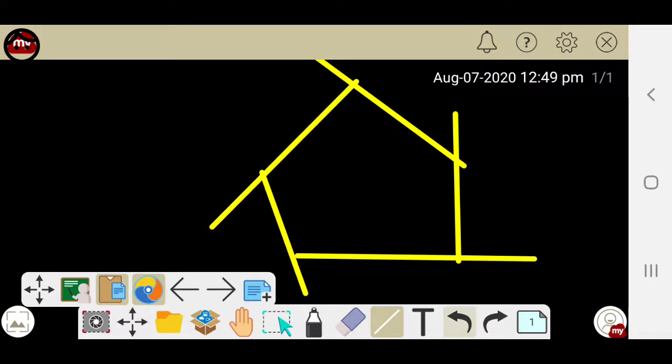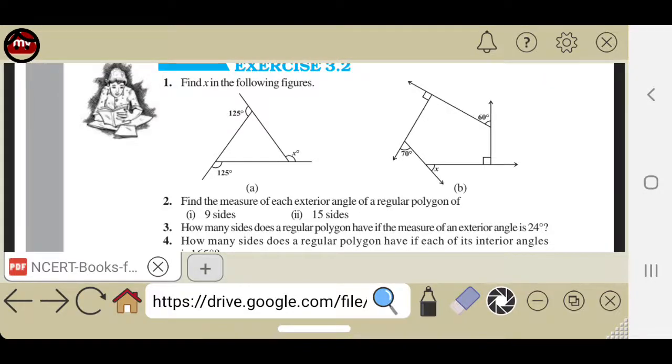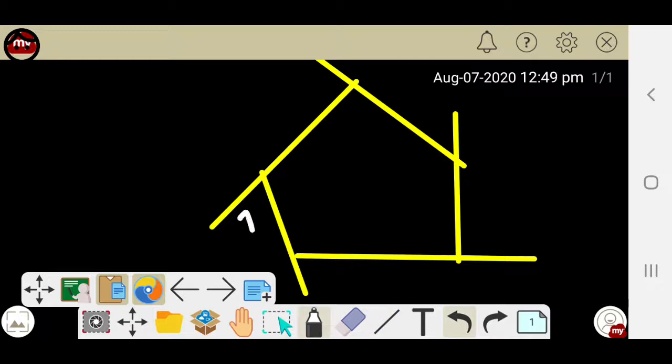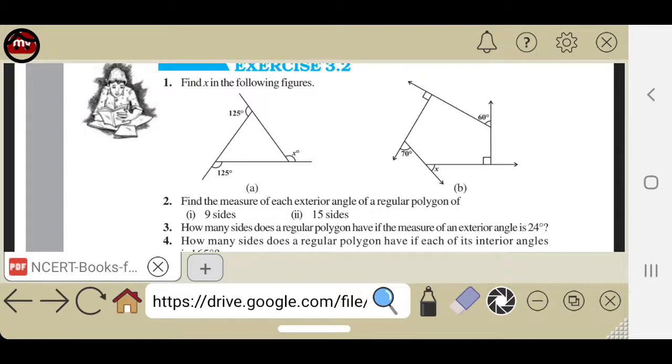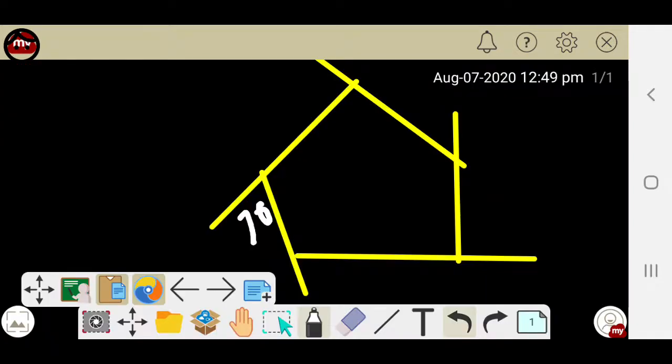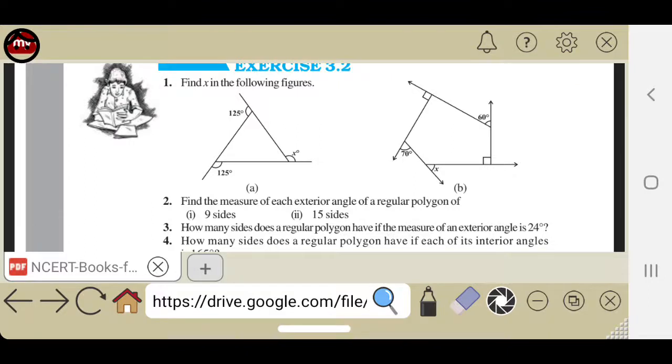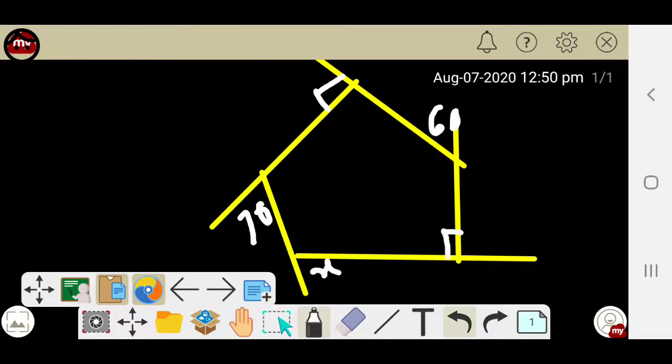Okay. Then measure 70, 60. 70. Then here x, there 60. X, 60. This one 90. This much only given. Okay. This much only, 70, x, 60. One more 90 also. Yes. Yes, dear children.